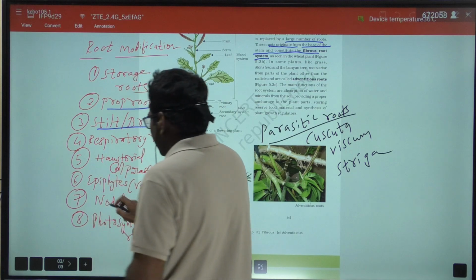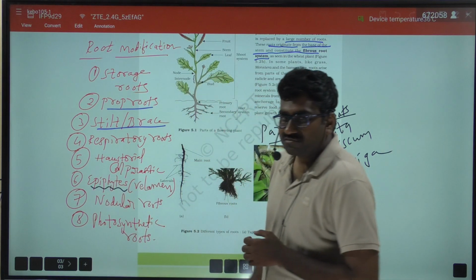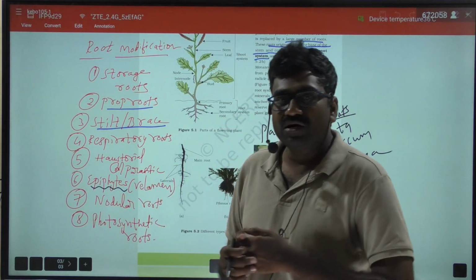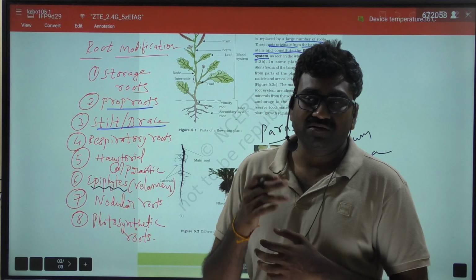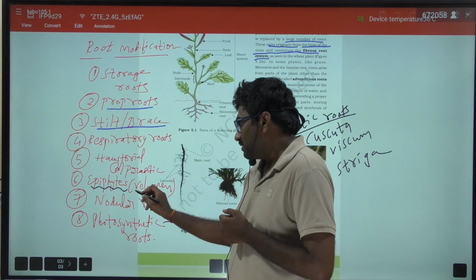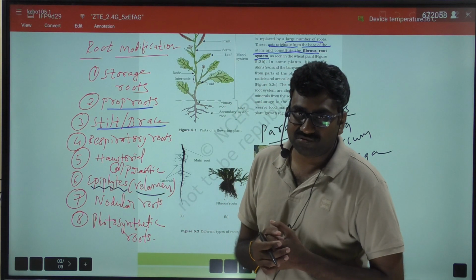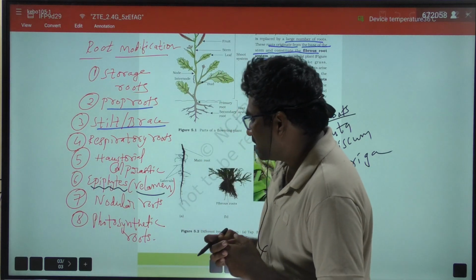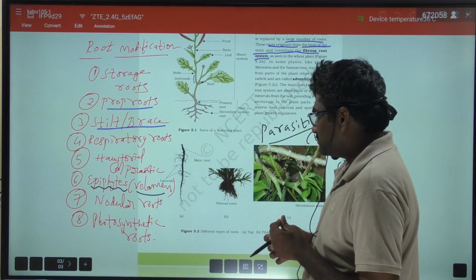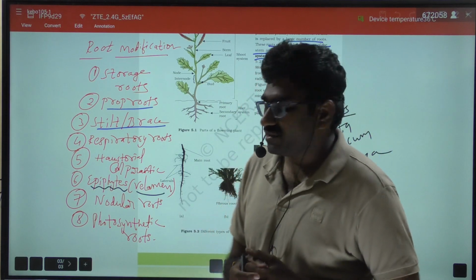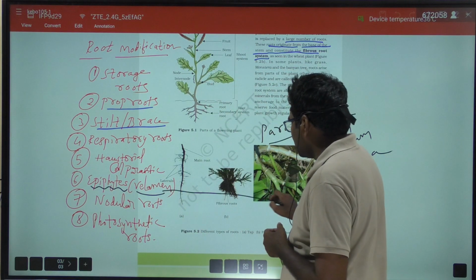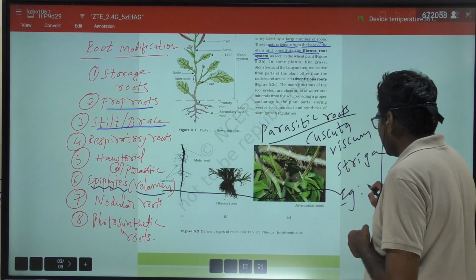Next, another one is the epiphytes. These roots are called velamen roots. The plant which grows upon another plant is known as an epiphytic plant. They possess specialized roots called velamen roots, which absorb moisture from the atmosphere. The best example of an epiphytic plant is Vanda.